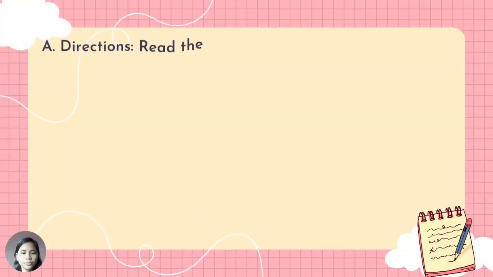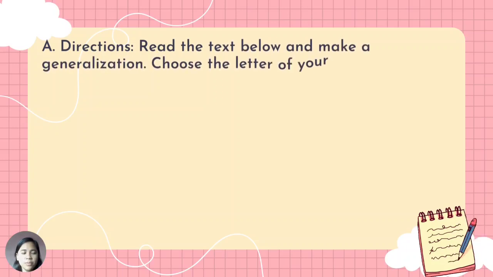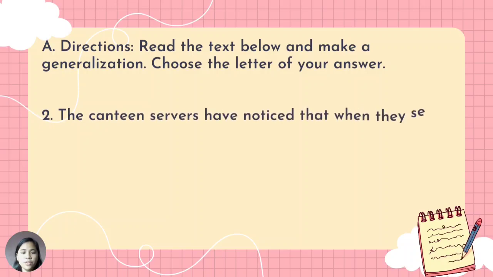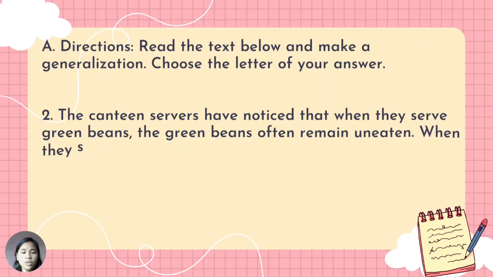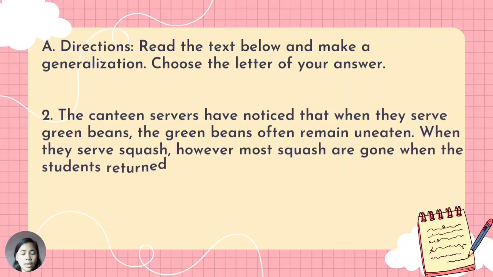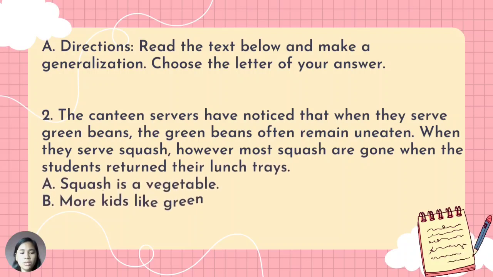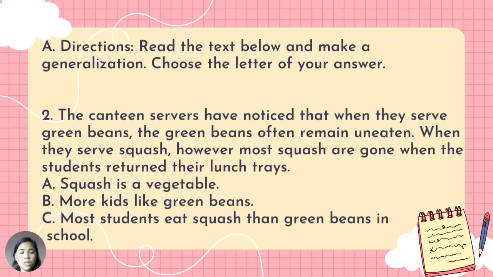Number 2. The canteen servers have noticed that when they serve green beans, the green beans often remain uneaten. When they serve squash, however, most squash are gone when the students return their lunch trays. Is it A, squash is a vegetable, B, more kids like green beans, or letter C, most students eat squash than green beans in school?